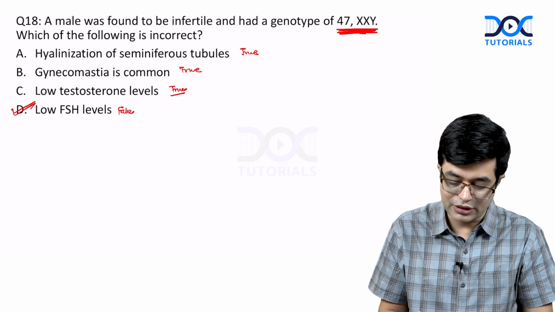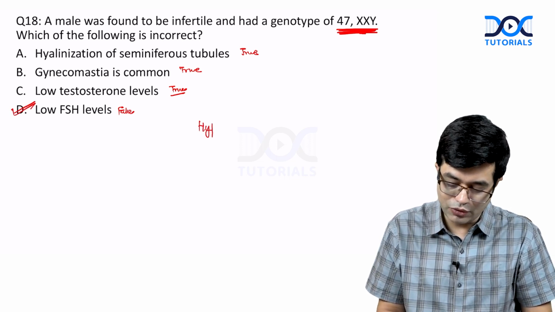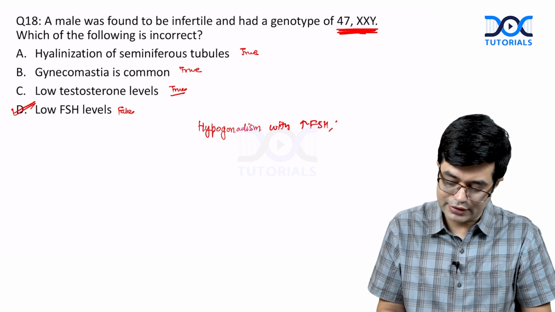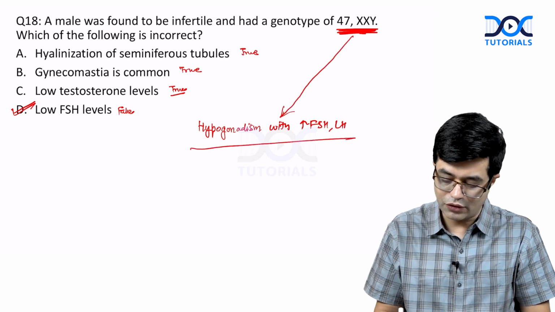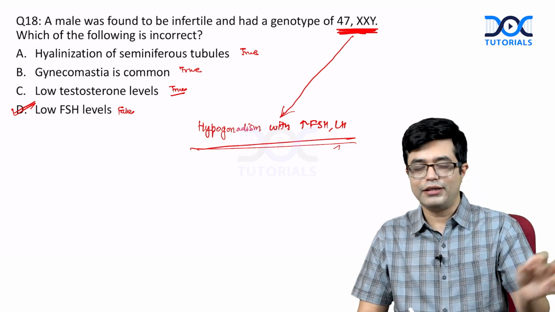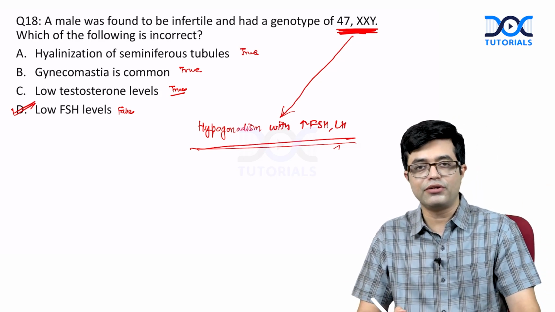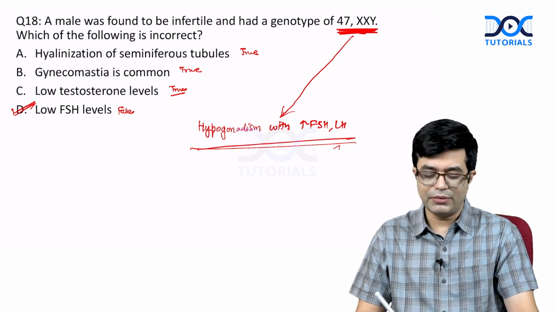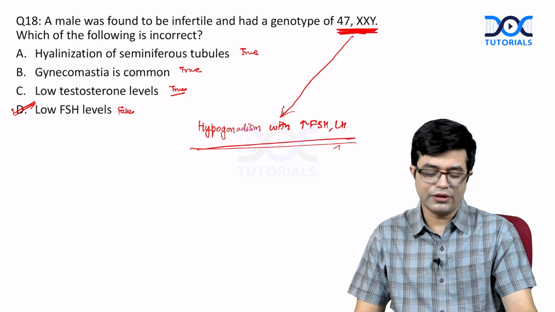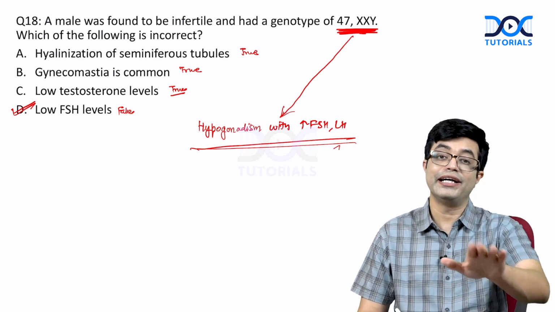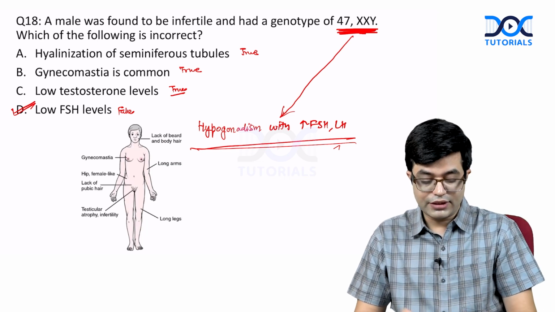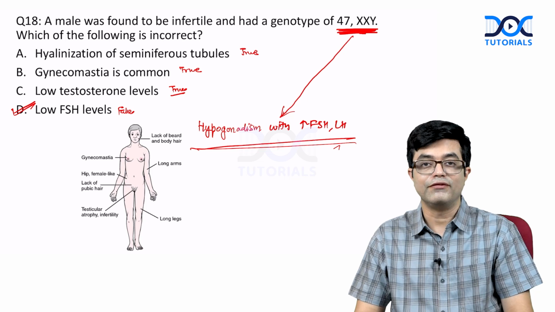So low FSH is not seen. These patients have hypogonadism with raised FSH and LH levels in patients of Klinefelter syndrome, right? So it's a bit of an overlap question. There is a bit of physiology here, a bit of pediatrics, a bit of genetics, all of them combined, and a bit of OBG also, because they are talking about hormones. So low FSH levels are not seen, high FSH levels are seen because the feedback inhibition of testosterone is gone. So this is the typical person with Klinefelter syndrome.